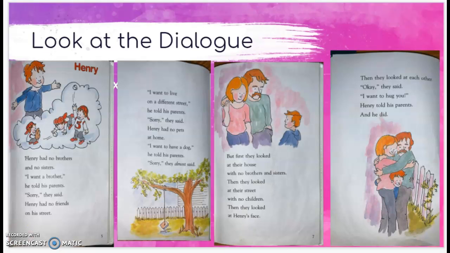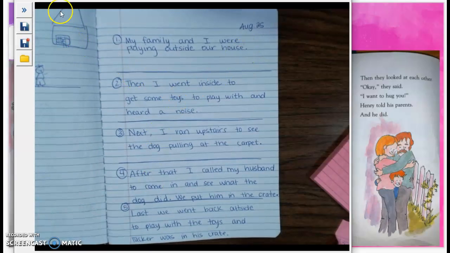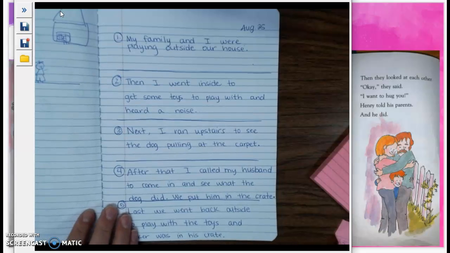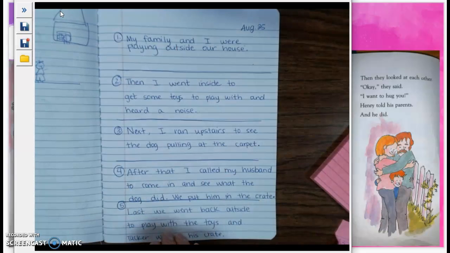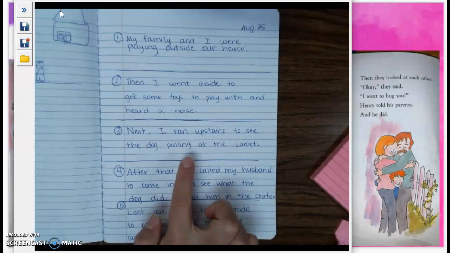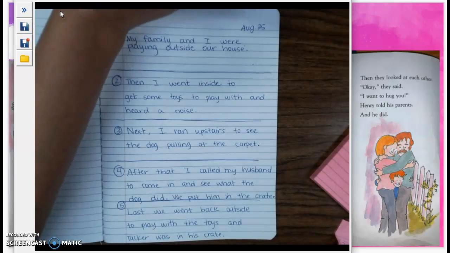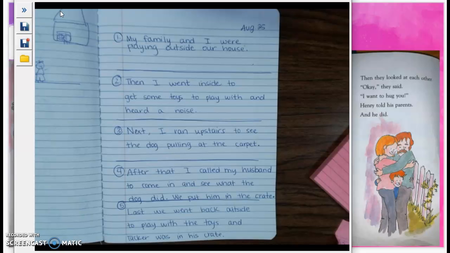So, I'm going to pull up the ladybug and show you my example from yesterday. The story I wrote yesterday. This is my story from yesterday about when Tucker, my dog, chewed up the carpet. Now, in my story, I have no dialogue. But you know what? I have spaces between my sentences, and that allows me to go back and add dialogue.